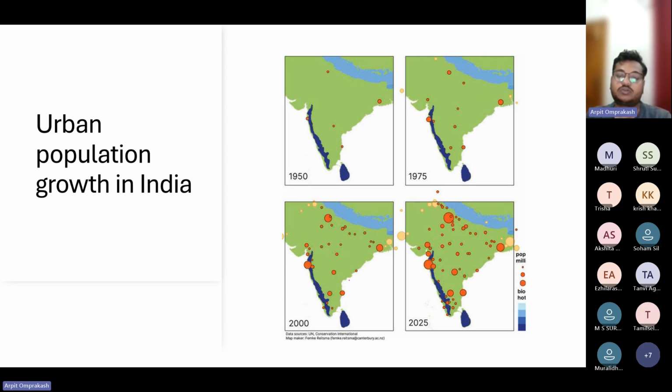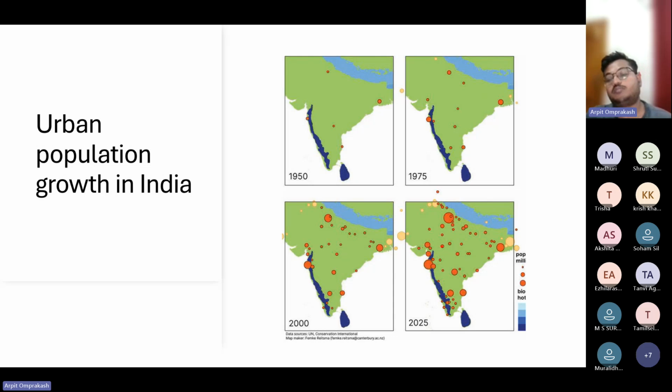Whereas now in 2000 and especially in 2025, we can see multiple cities which have a very high urban population density, and it's also coming up across the country in different areas. For example, in the North like Delhi, Kolkata, Chennai, Bangalore, and Mumbai, and so on.